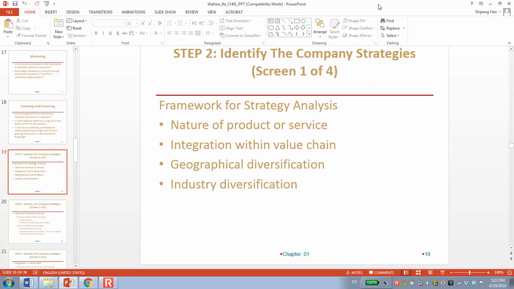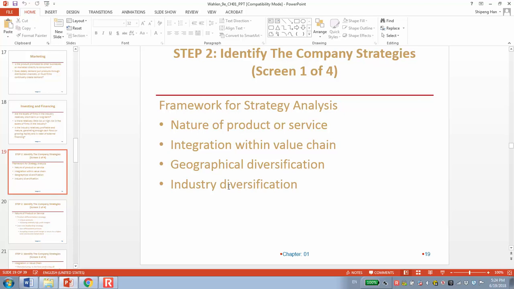Okay, step 2, company strategies. In this part, we are going to introduce the framework for strategy analysis. There are 4 ways we can analyze the company's strategy. As I said, the interrelation between step 1 and step 2.